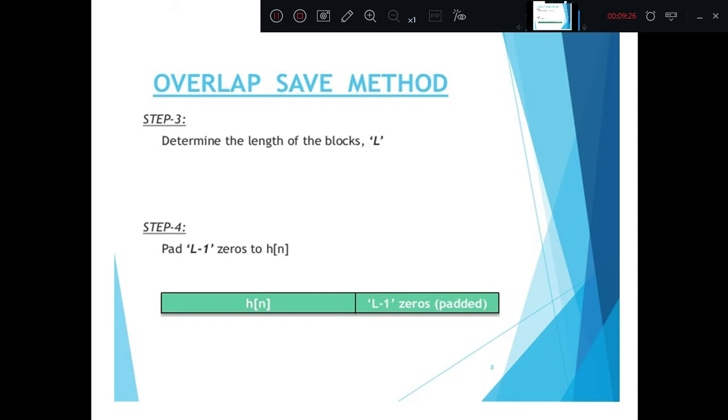Let's say x of n is the original long data sequence. After dividing, you will get a number of blocks, namely x1 of n, x2 of n, x3 of n, x4 of n, till all the samples in x of n are covered. And the size of each block x1 of n, x2 of n, x3 of n should be capital L. And for that L minus 1 number of zeros, for example, if L is equal to 3, then 3 minus 1 is 2, so 2 zeros you have to add to h of n to make the length of h of n equal to the size of the DFT.